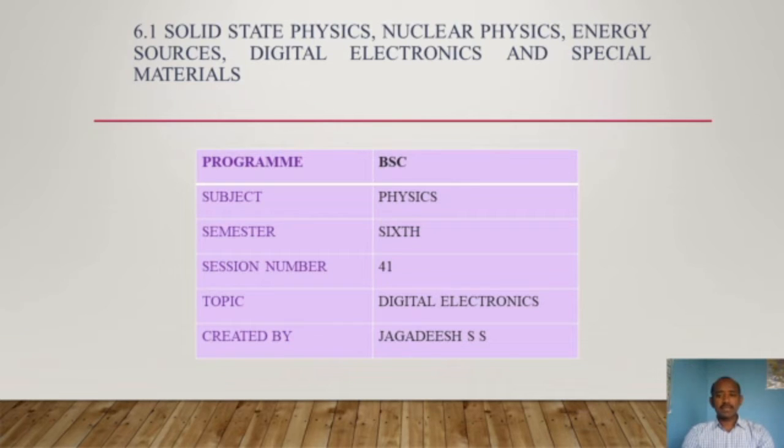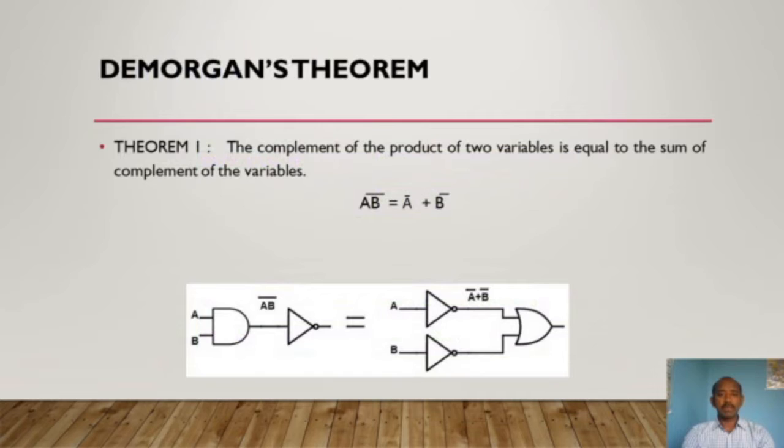So this is the sixth semester topic, digital electronics. In digital electronics we are studying De Morgan's theorem. In De Morgan's theorem we have two theorems.